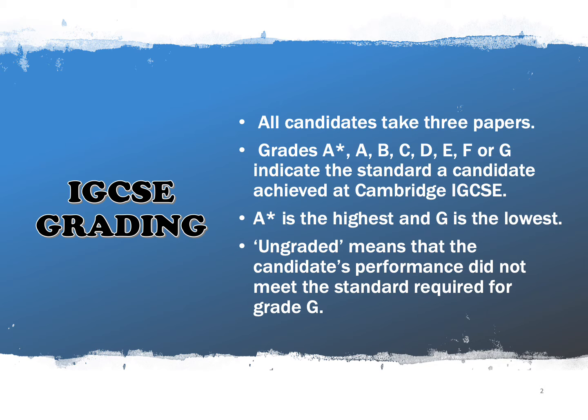Grades A star, A, B, C, D, E, F, or G indicate the standard a candidate achieved at Cambridge IGCSE, whereby A star will be the highest and G will be the lowest. U stands for ungraded, which means the candidate's performance did not meet the standard requirement for grade G.